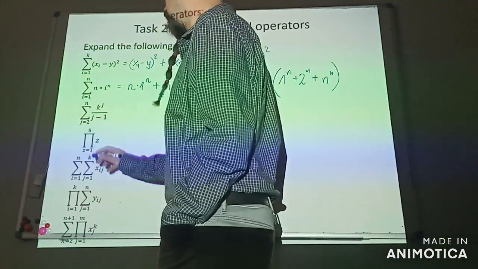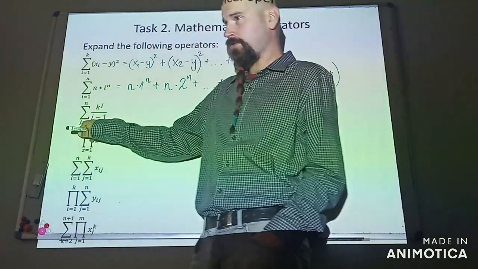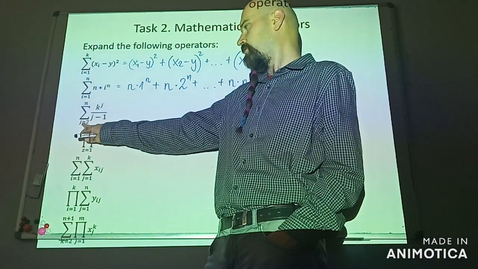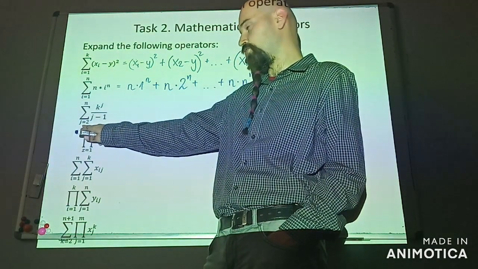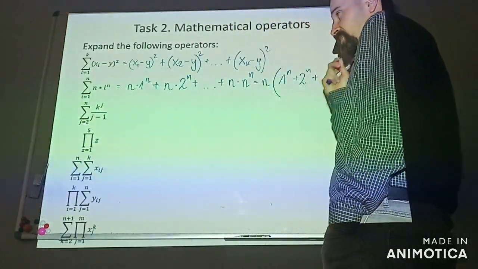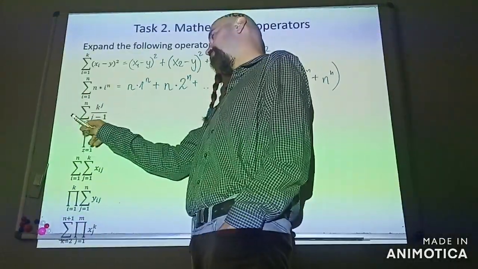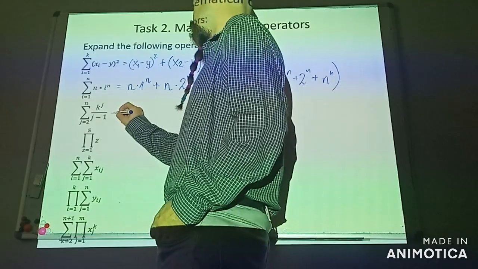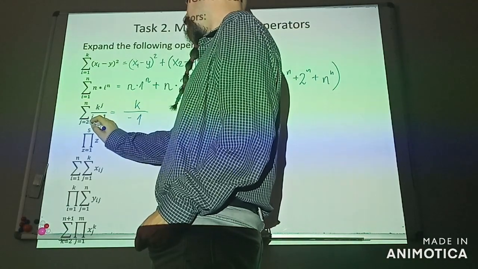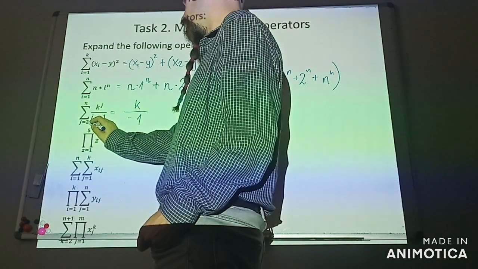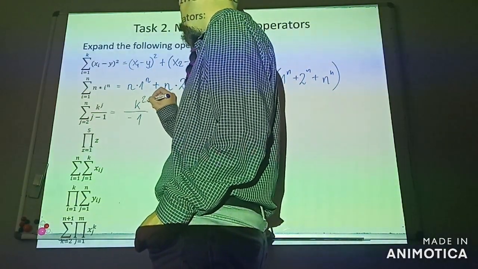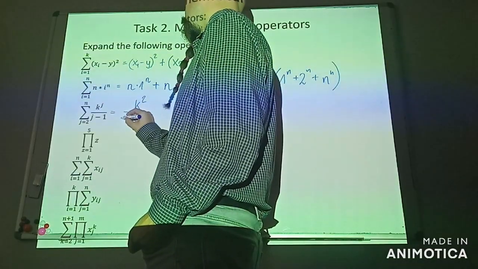The next example, we have sum from, this is new element, the sum from j equal 2 up to n of k to the power of j divided by j minus 1. So in the first step we repeat constant elements, and we start using 2 in the place of j. Yes, so k squared, j minus 1, 2 minus 1.